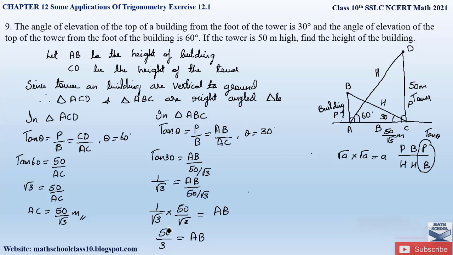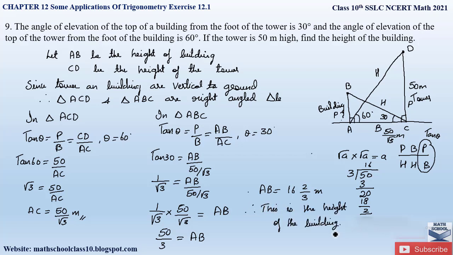So let us find out the value of 50 by 3 by dividing. So 50 divided by 3 is 3 1s are 3, 2 is the remainder, then 0 comes down, 3 6s are 18, again 2 is left behind. So therefore 50 by 3 or AB is equal to 16 and 2 by 3 meter. So therefore this is the height of the building. So this is how we solve this question number 9.